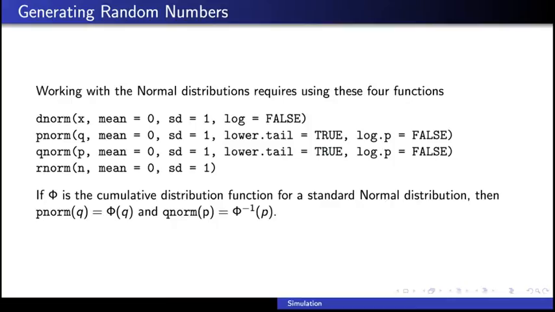So just to be more explicit, if phi is the cumulative distribution function for the standard normal distribution, then pnorm is equivalent to phi, and qnorm is equivalent to the inverse of phi.